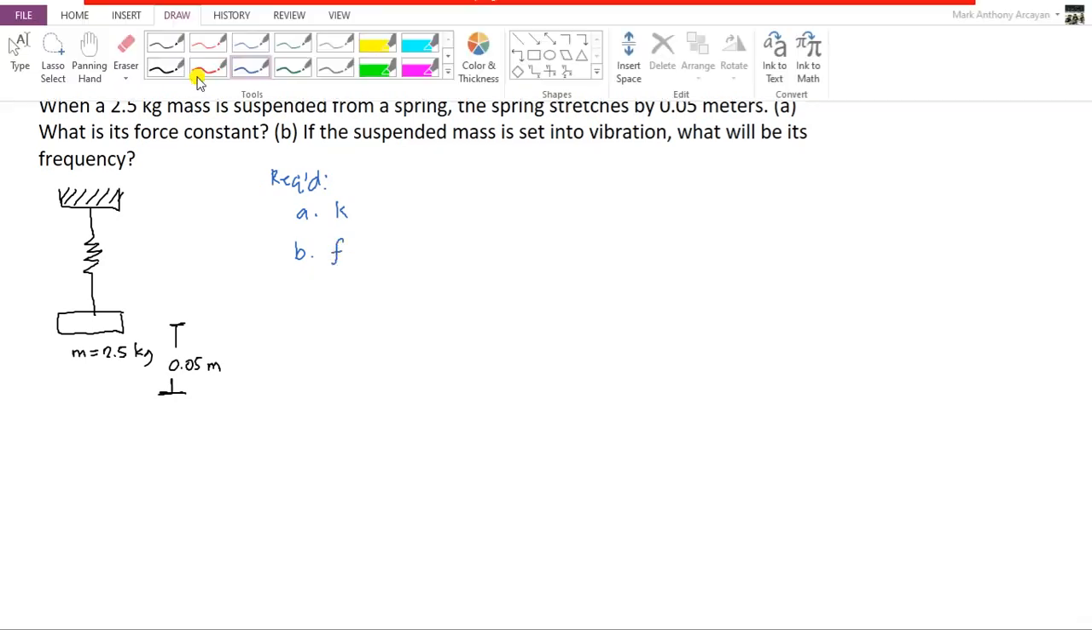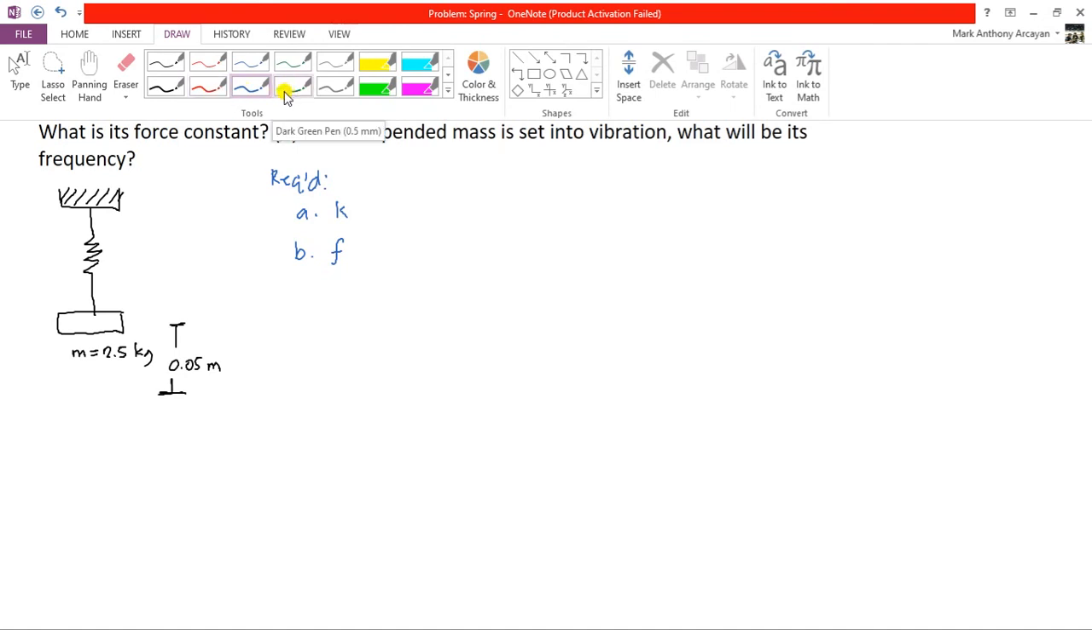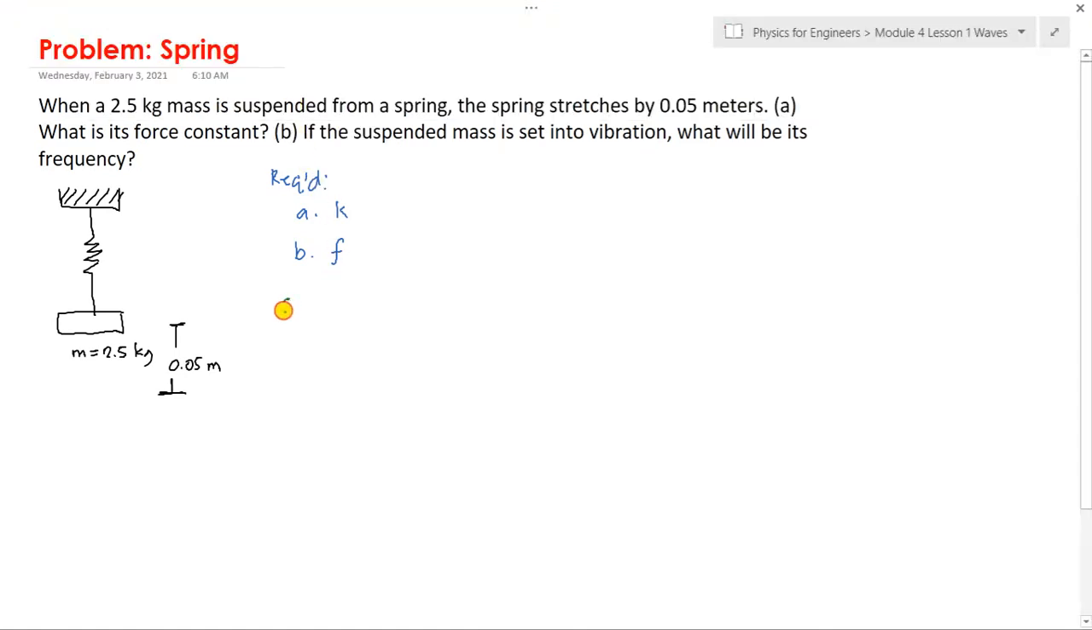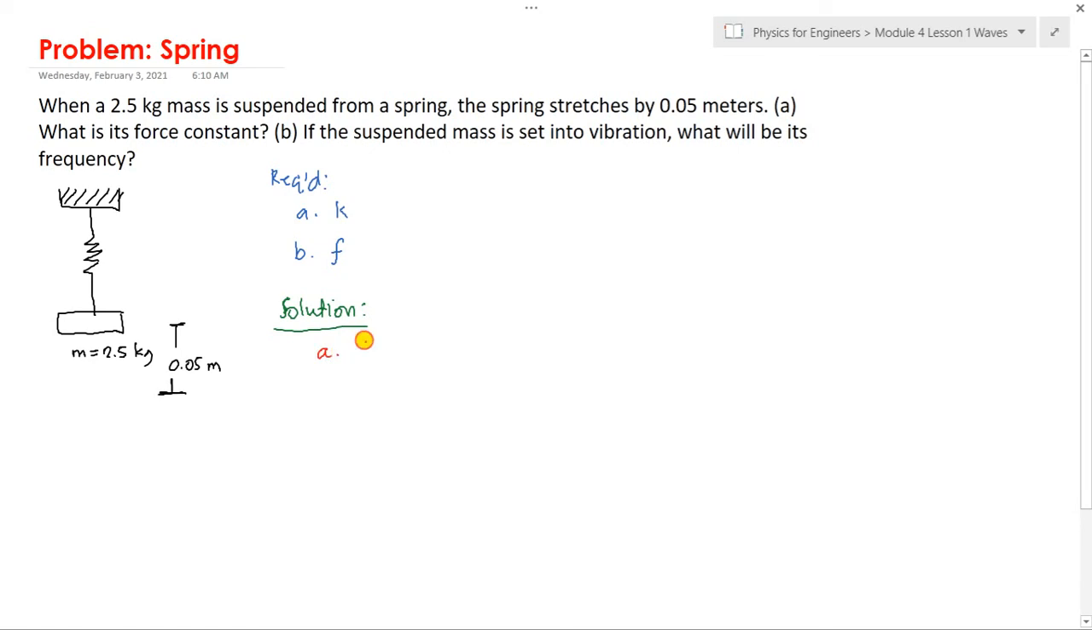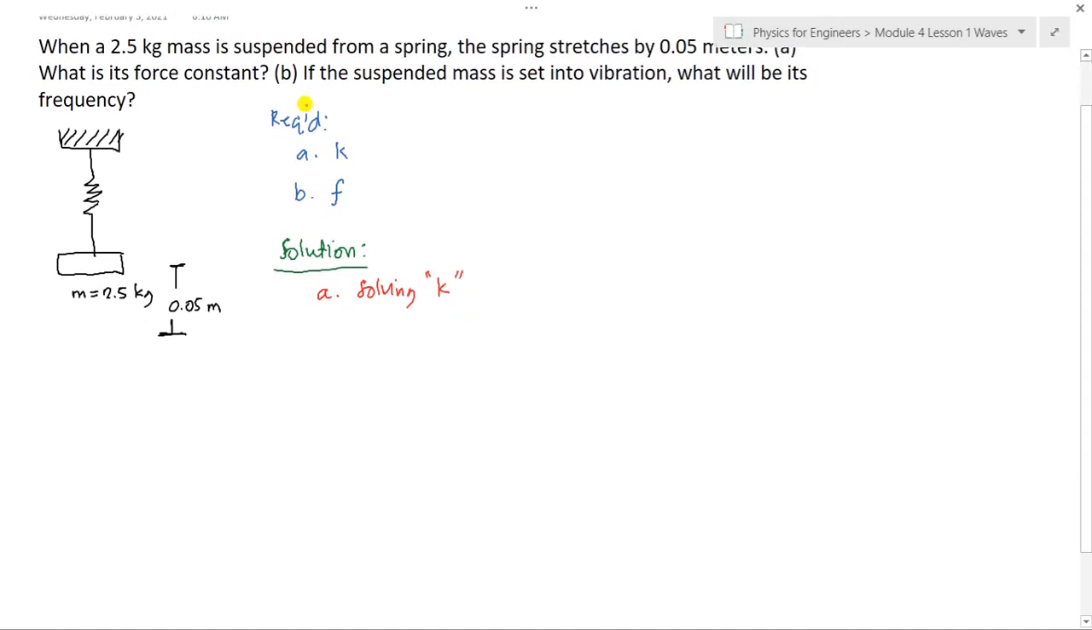Okay, so the first question is a stable system, meaning not vibrating. So we will find its K because if we find K, we can use this in order to solve for the second requirement. So A, solving for the force constant, also known as the spring constant. So K. Now, by summation of forces. Summation of forces along the vertical should be equal to 0. So the force due to the weight of this mass just matches the force being exerted by the spring.